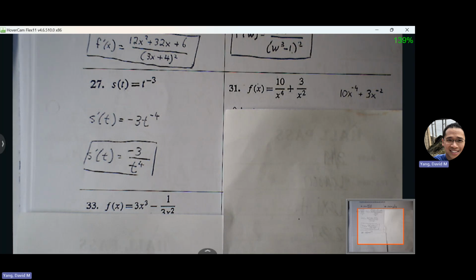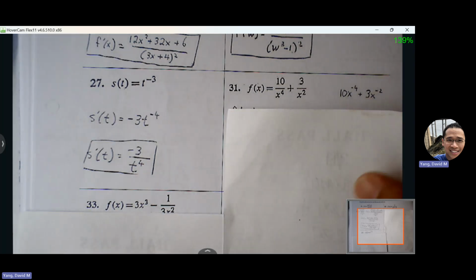Now, if 31 looked like this, if it was 10 over x to the fourth plus 3 over x squared minus 1, then you're forced into quotient rule. You can't do power rule with this problem. But if there's only a single term or single variable under each denominator, we can avoid quotient rule. And I want you to avoid quotient rule.